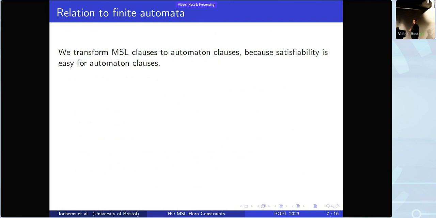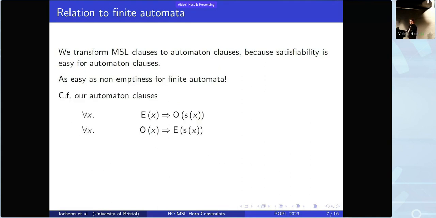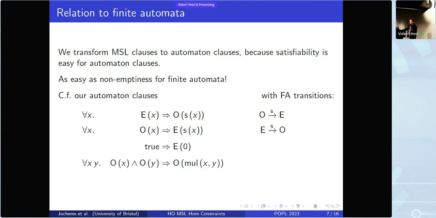So we transform MSL clauses to automaton clauses, and the whole point of this is that checking satisfiability for these automaton clauses is straightforward. In fact, as straightforward as checking non-emptiness for finite automata. You might have already spotted the similarity there. Automaton clauses like this correspond to automaton transitions pretty directly, just a syntactic correspondence. But of course, in MSL, not all our clauses have a single variable. You may have no variables or 2 variables. So technically, we correspond to tree automata rather than just word automata.